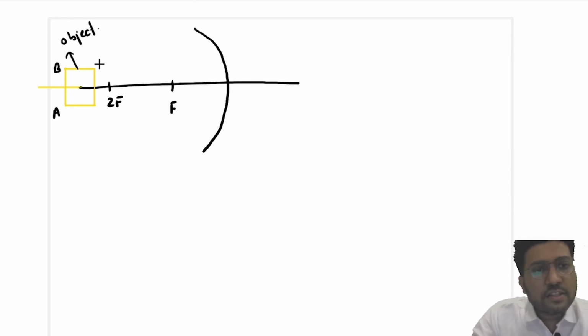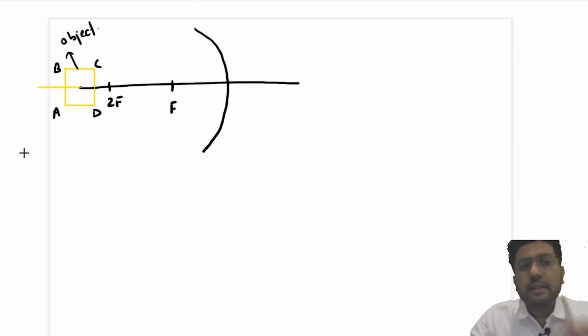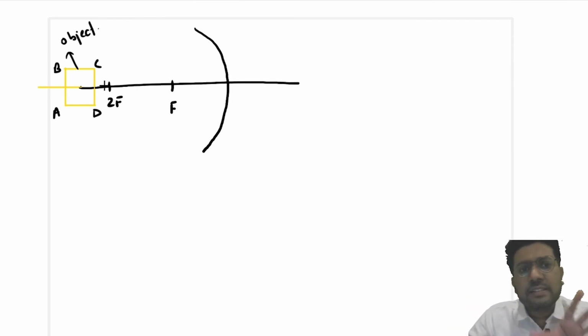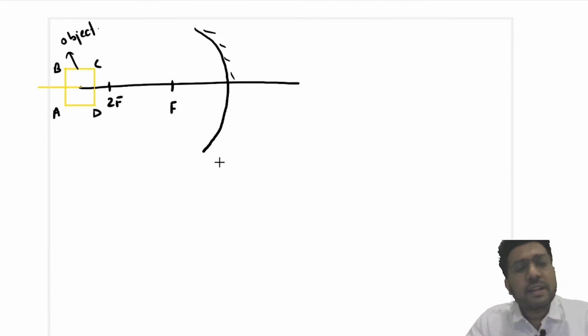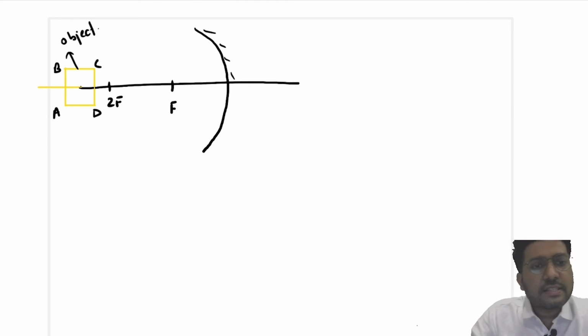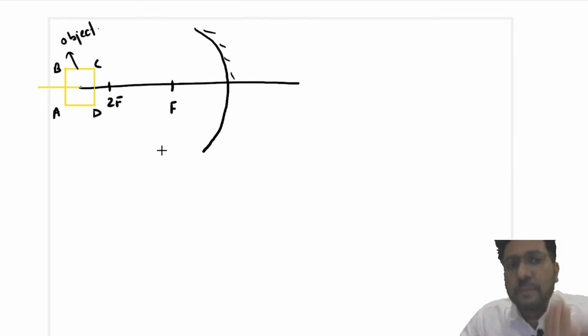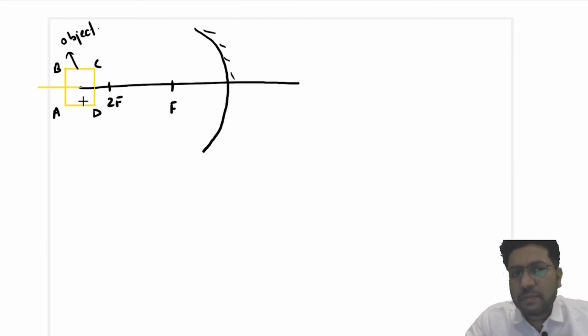This is A, this is B, this is C, and this is D. So you know that the image will be between F and 2F. Why? Because the object is beyond 2F, and also the image is real. Why is the image real? Because this is a concave mirror, so the image is real, and a real image is always inverted. That means if A is below the principal axis, in the image A will be above the principal axis and B will be below the principal axis, right?